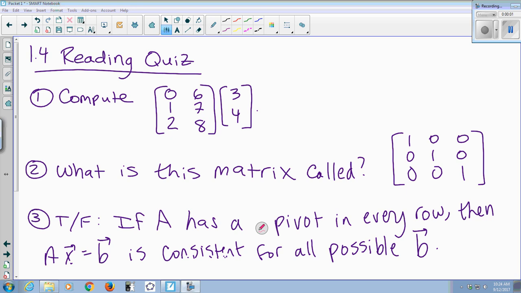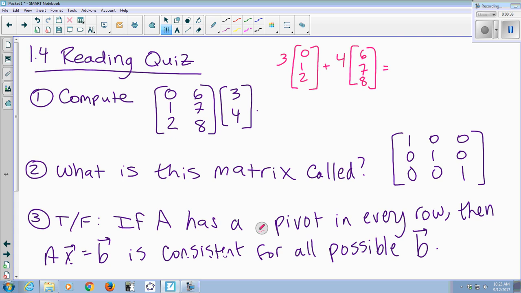Reading quiz for 1-4, where you learned how to multiply a matrix times a vector. The definition that the book gives for a matrix times a vector says: take each column of the matrix and use the corresponding entry from the vector as a weight. So I use 3 as my weight times the first column, 0, 1, 2. And then you put the 4 as your weight on the second column, 6, 7, 8.